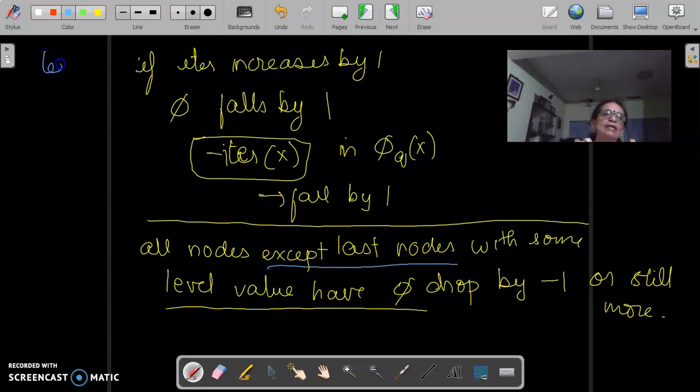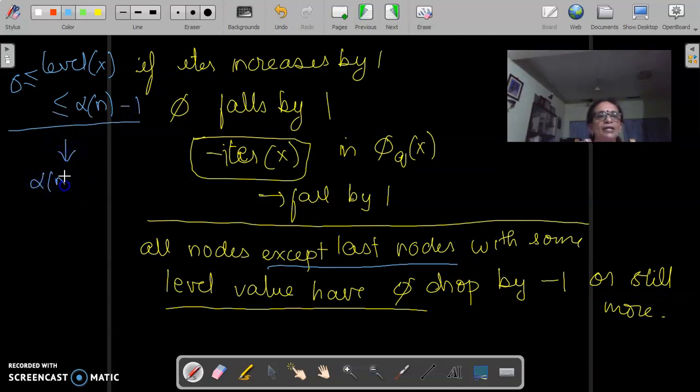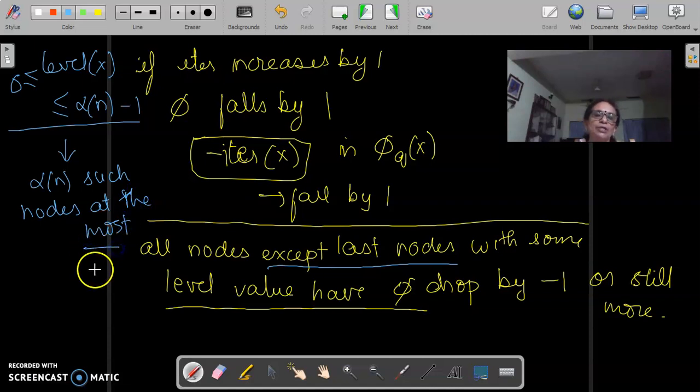Now we know that level X only takes certain values. This we know to be greater than or equal to 0 and less than or equal to alpha n minus 1. So there are going to be alpha n such nodes at the most. That is, we are talking about the last nodes with a particular level. As there are alpha n distinct levels, there can be at the most alpha n such nodes.